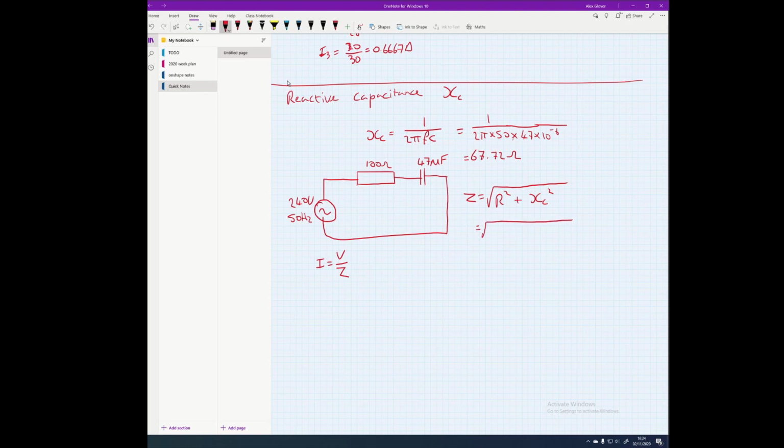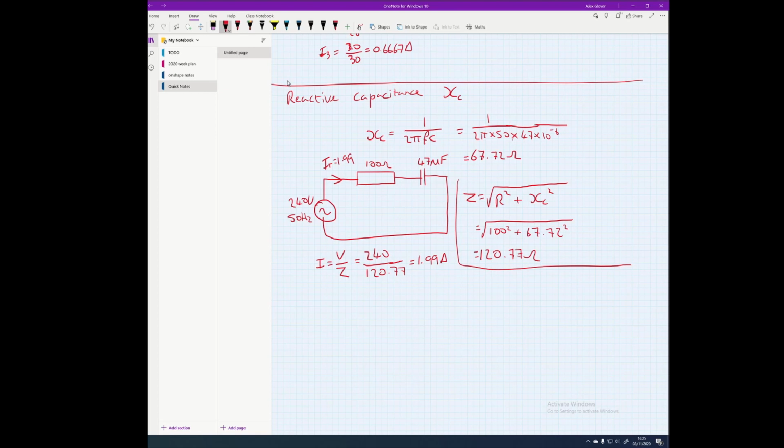So we've got here 100 squared plus 67.72 squared. And that equals 120.77 ohms. So now we can use this for this calculator. I'll just draw a line so we keep that separate. So we've got our voltage here, 240, divided by 120.77 gives us 1.98. Actually 1.99 if we round properly. Amps. So that's the total current in this circuit, is 1.99 amps.